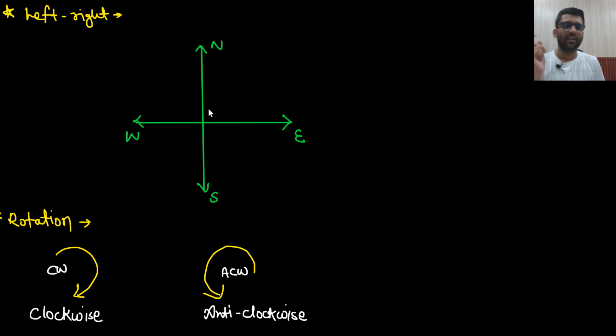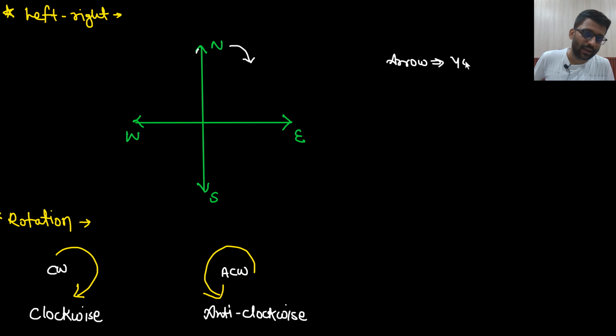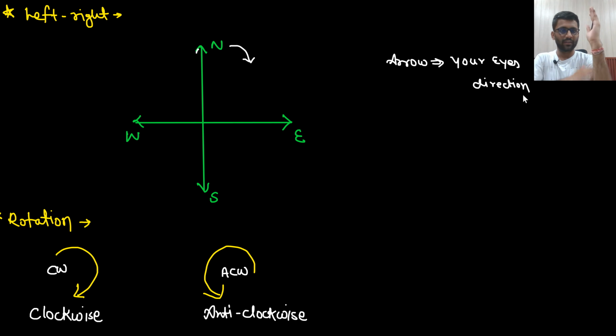Now, what is left and right? That means I am asking you to look from the perspective of north. North means you are looking straight ahead. Wherever this arrow is, you need to look at that direction. Arrow is equal to your eyes direction. So this arrow is telling you to look ahead. What is in your right? This hand is your right. And in the right direction, what do you have? East.